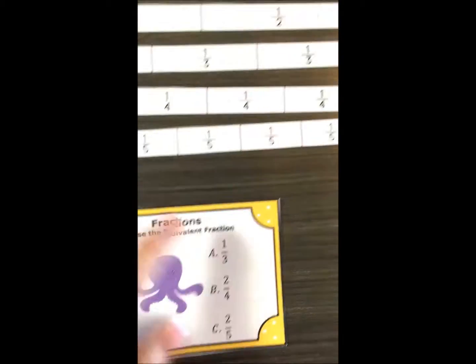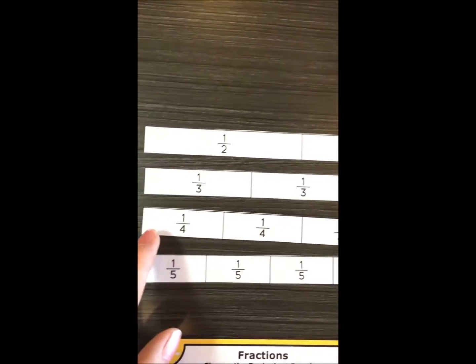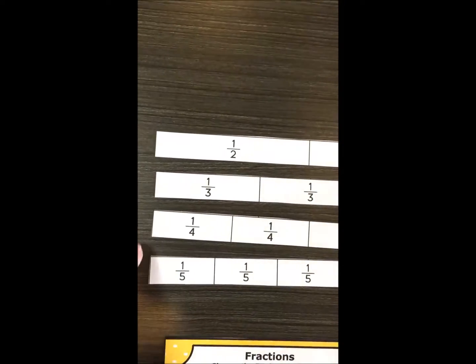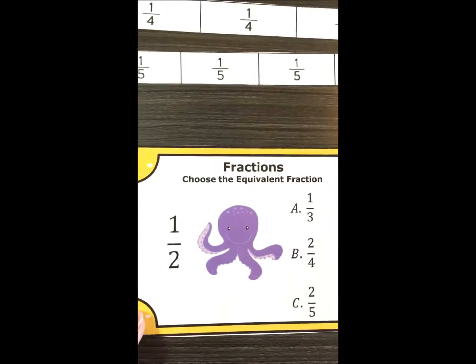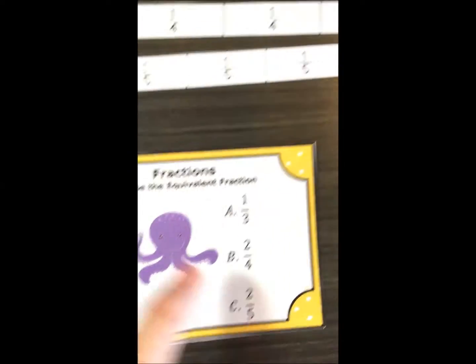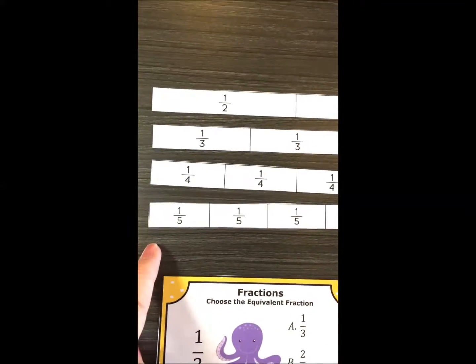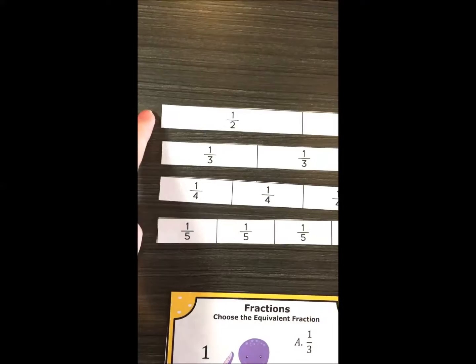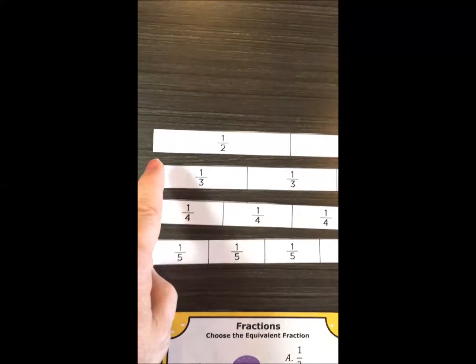Is 1/2 equal to 2/4? Does it draw the line down to 2/4? It looks like it does line up. That may be equal, but let's check 2/5. Here's our distance to 1/2. Here's our distance to 2/5. Notice our ends all line up. So it's a good comparison.